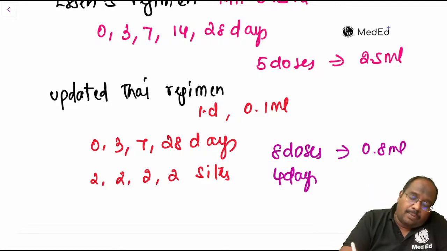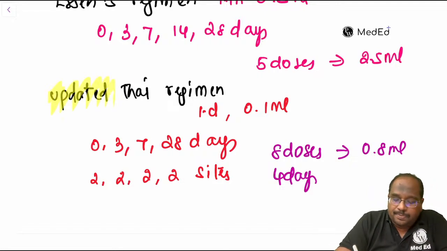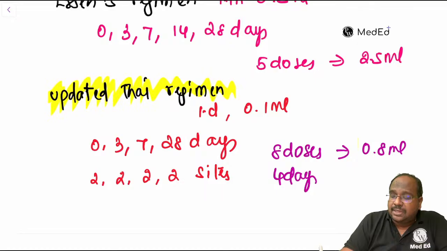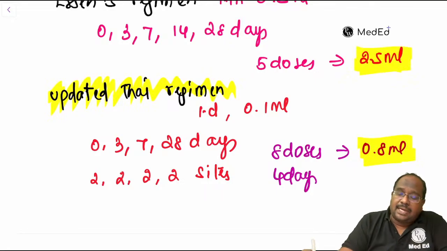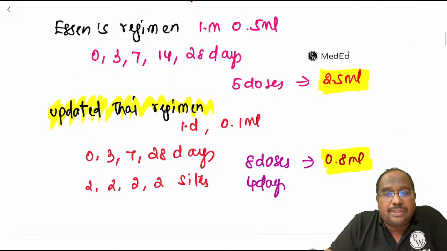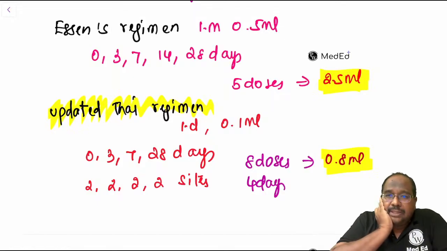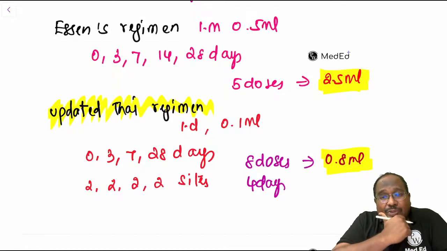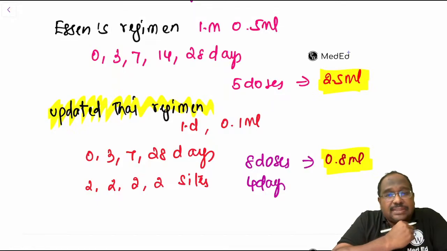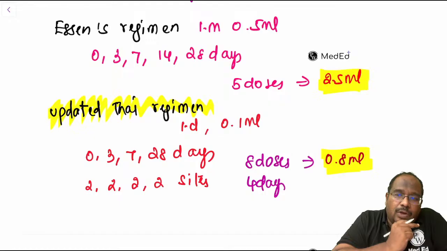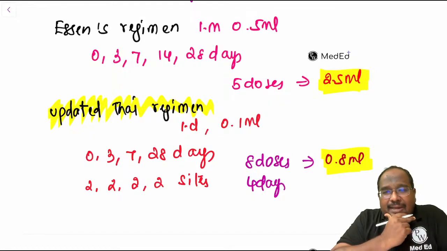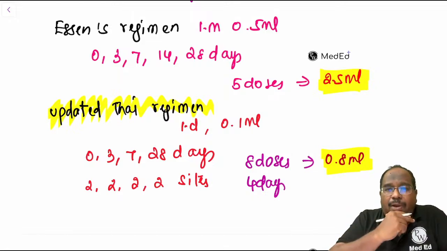Most government hospitals will provide this because the dosage is lower. That is the advantage of the updated Thai regimen: the dose is low, only 0.8 ml compared to 2.5 ml for the Essen regimen, which is costly. In a government setup we can do it because a lot of cases will come. But if a case comes only occasionally or rarely, you have to go for the Essen regimen because the vial comes in 0.5 ml.